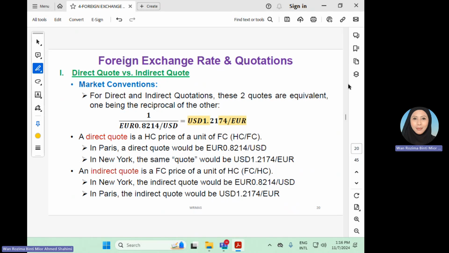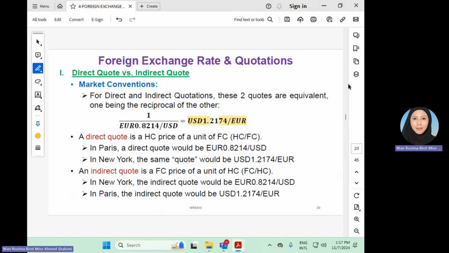Where you see USD as the denominator, this one is an indirect quote. Me as an American, I will see euro 0.814 against USD. That's an indirect quote. So if I want to change this indirect quote to a direct quote from the perspective of my home currency, I take its reciprocal. Reciprocal means you change to the opposite, meaning 1 over the currency pair quotation. Then you will get USD 1.2174 against euro.